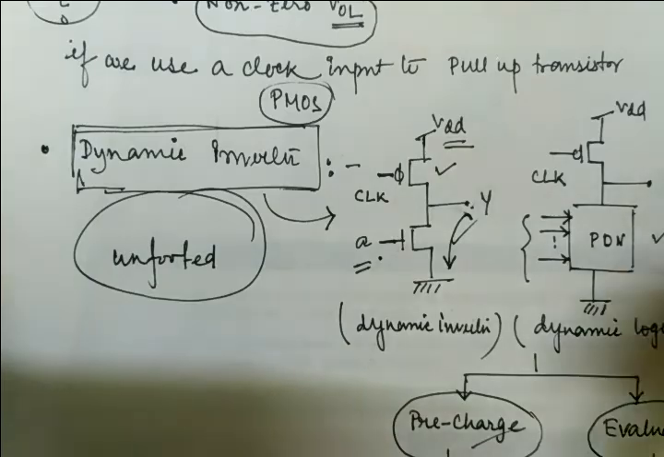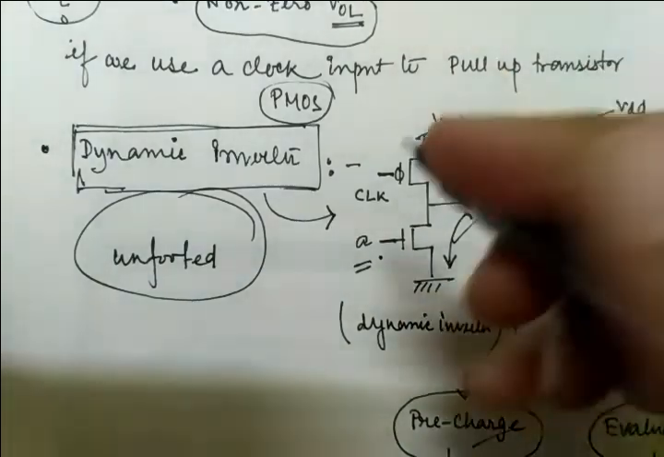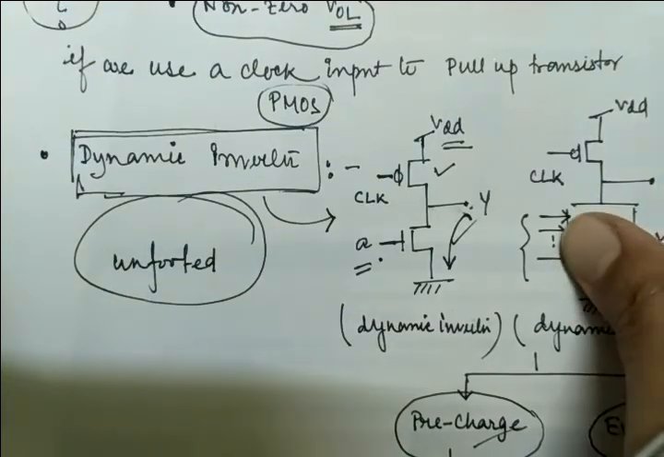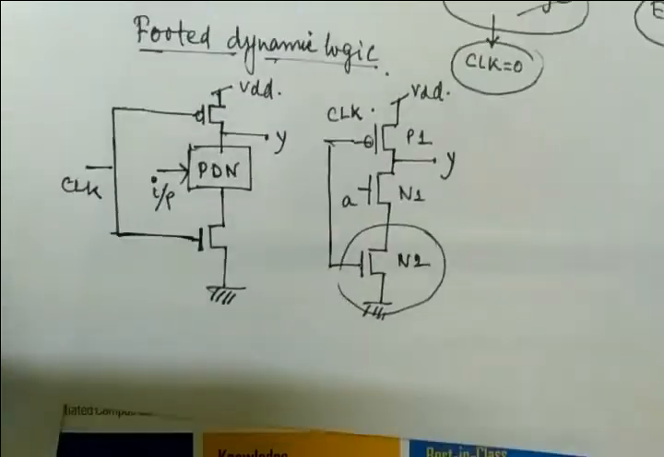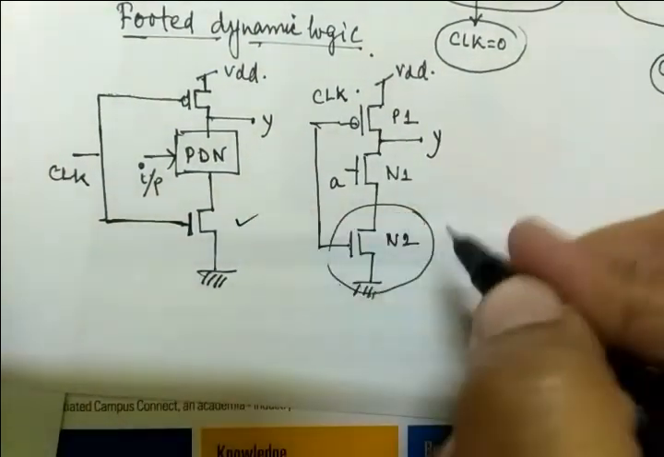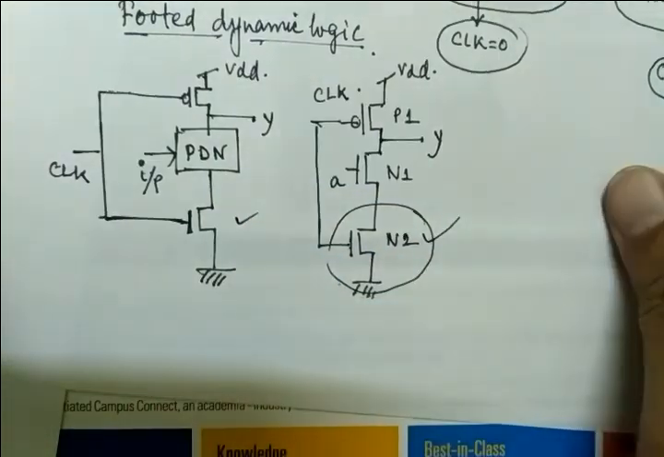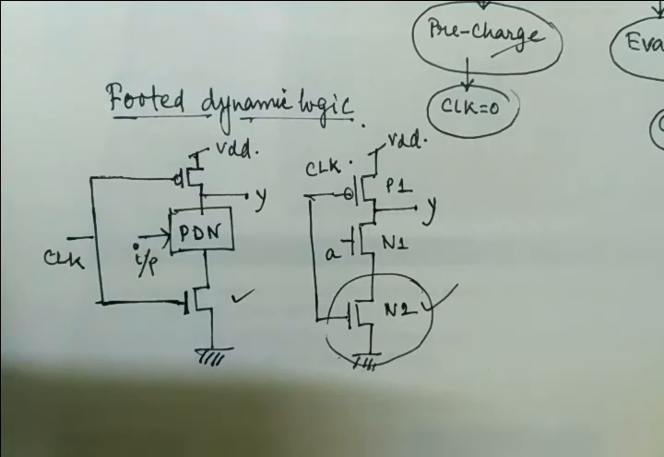Okay, so to avoid this problem, one extra clock transistor, just like this PMOS, is added at the bottom of the stack, like this one and this one. This kind of transistor is known as your foot transistor.